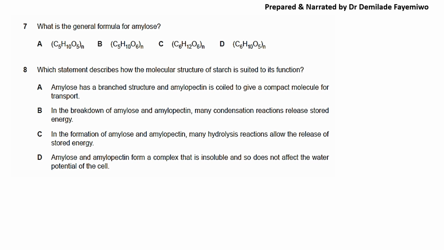Okay, question number 7. What is the general formula for amylose? Now, this is a question many students might be tricked on because they often just think, well, amylose is a polysaccharide. It is made from repeating glucose units. So I just need to pick the formula for glucose and then put an N next to it.